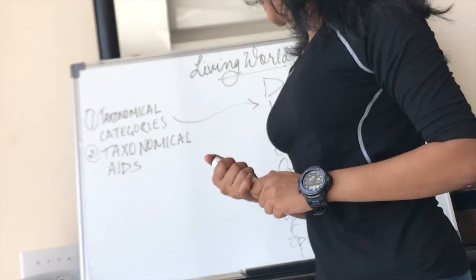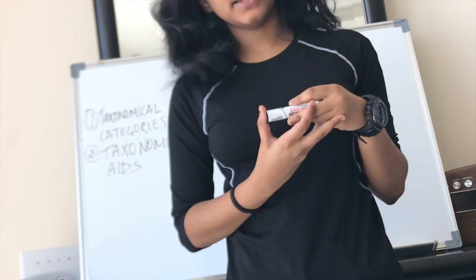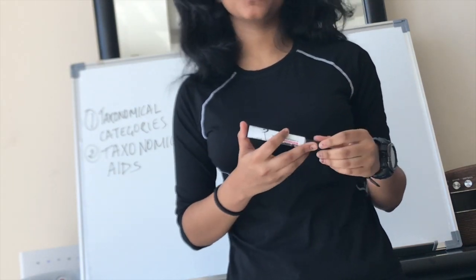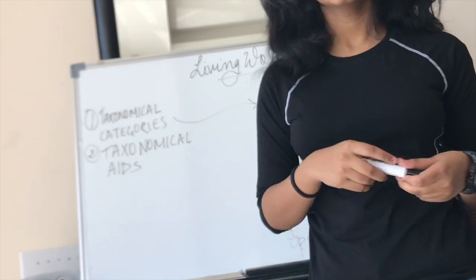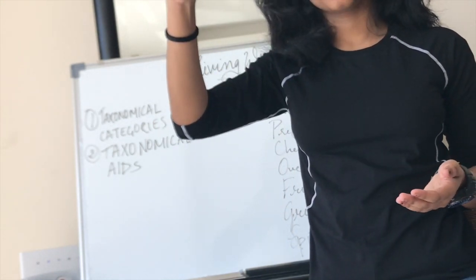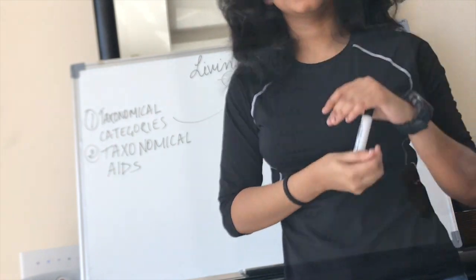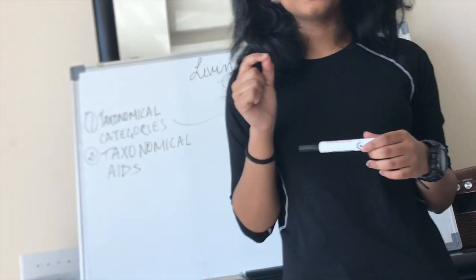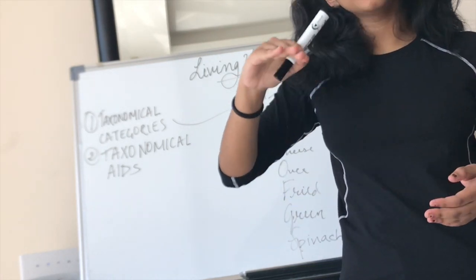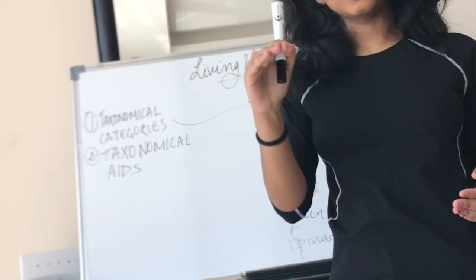Well, we all know about taxonomical categories that we discussed in the previous class. They're divided based on a few characteristics. Now, they're divided in a hierarchy, and I'll explain what a hierarchy is. Each category, which is referred to as the unit of classification, represents a rank in this hierarchy.